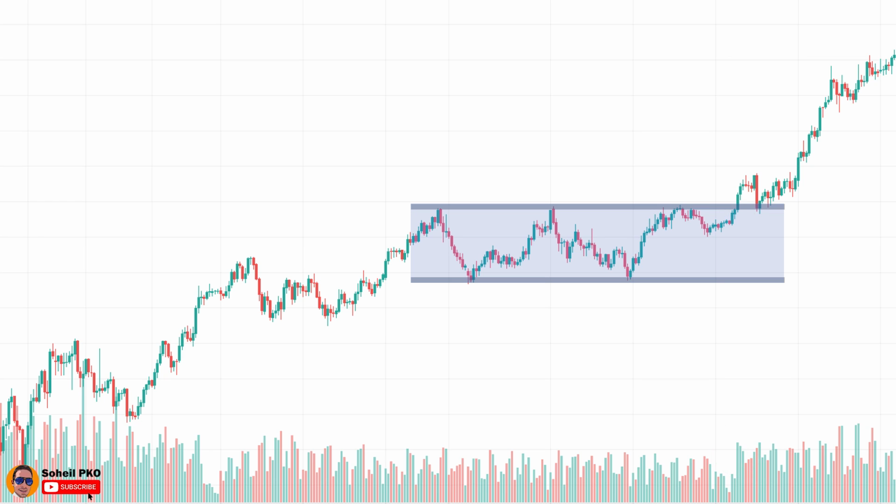One possible target for the price is the height of the rectangle. The height of the rectangle is measured and it's added to the breakout point, or subtracted from the breakout point in the case of a downtrend. But that's only a projection based on this pattern, and you must carefully watch the price action for not losing the larger move if that's the case.